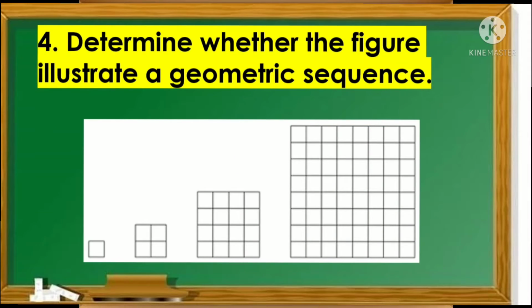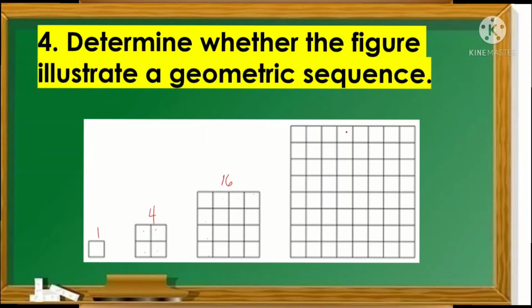In example number 4, determine whether the figure illustrates a geometric sequence. So to determine whether it's a geometric sequence, we need to count the number of squares in each term. So in the first term, we have 1. Here, 1, 2, 3, 4. Here, 1, 2, 3, 4. 1, 2, 3, 4. So we have 4 times 4, 16.